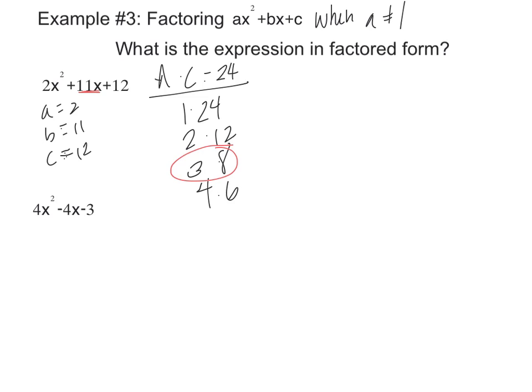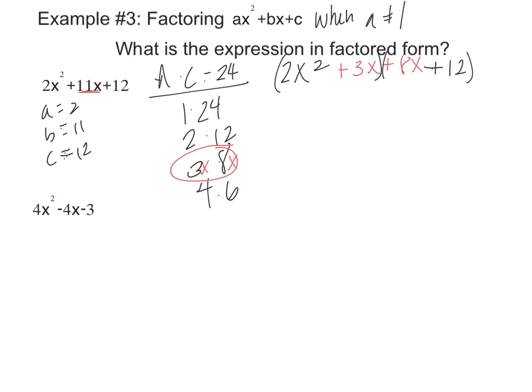So remember, 3 and 8 need to replace 11x. So really we're replacing it with positive 3x and positive 8x. Remember, the first and the last are rewritten. So 2x squared and positive 12 are rewritten, and then 3x and 8x are rewritten in the middle. Alright, we group the first two and the last two.